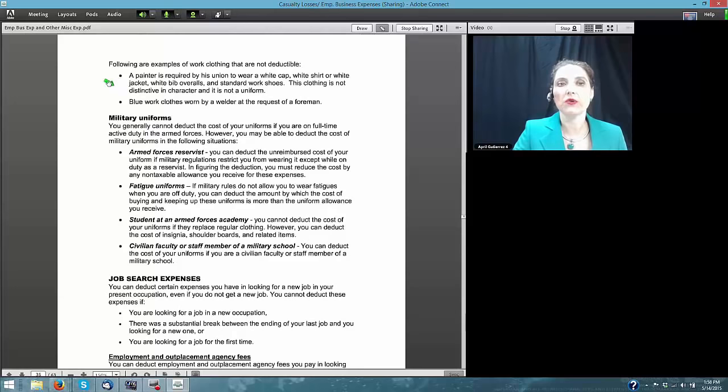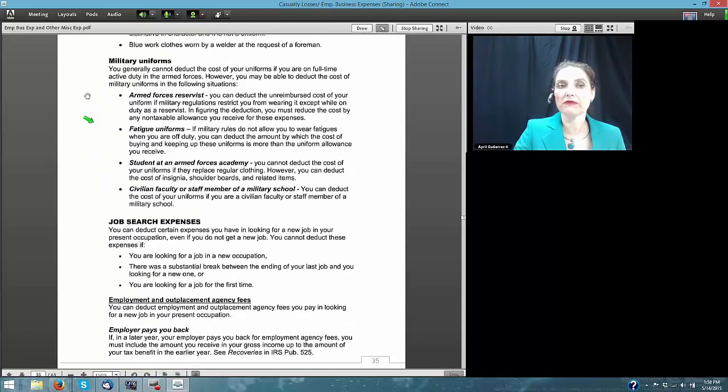A painter is required by his union to wear a white cap, white shirt or white jacket, white bib overalls, and standard work shoes. This clothing is not distinctive in character, and it is not a uniform. Also, blue work clothes worn by a welder at the request of the foreman is not allowed.